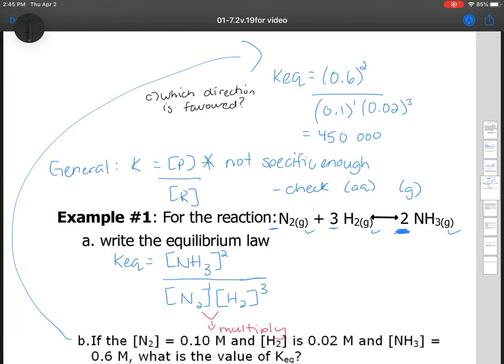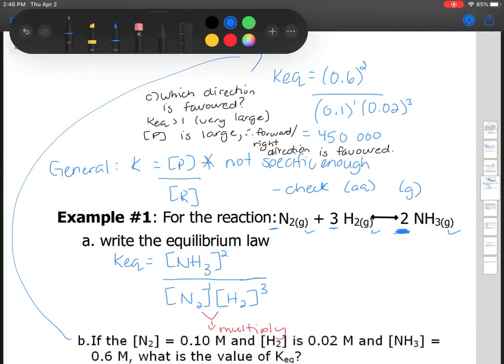So then let's say we slide in a little C here. Which direction is favored? Now we have a very large KEQ, which means the top of our fraction is big. So if the product is large, then that means that the forward direction, or right, is favored. Okay?